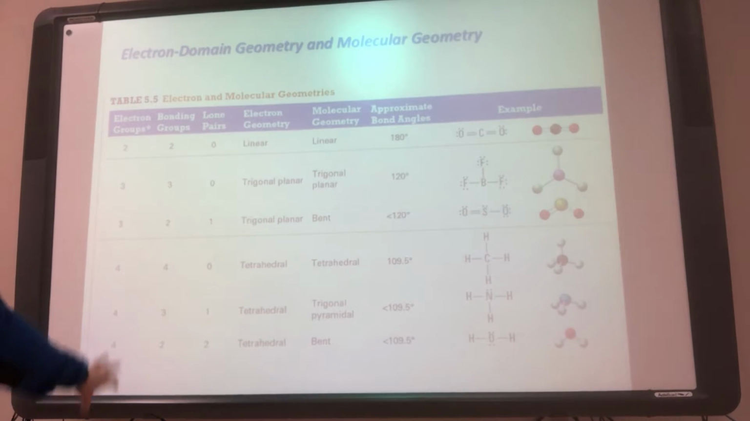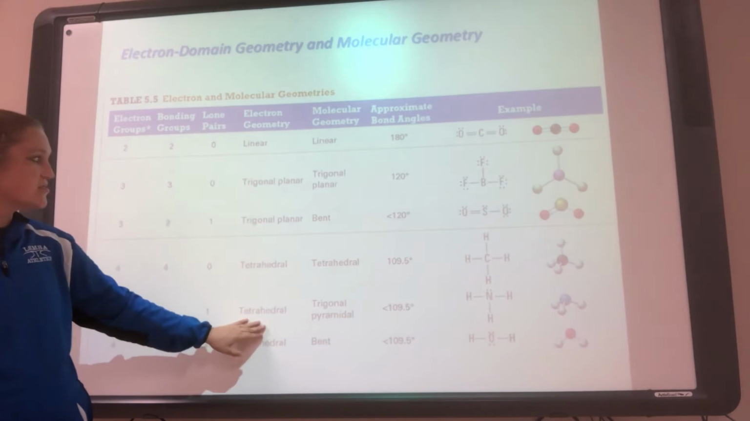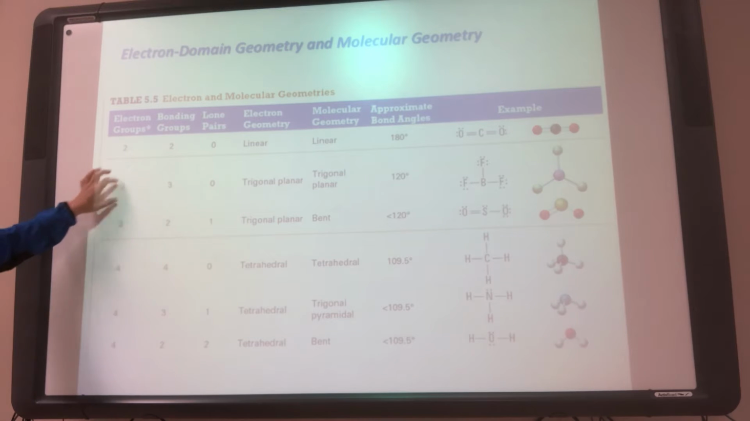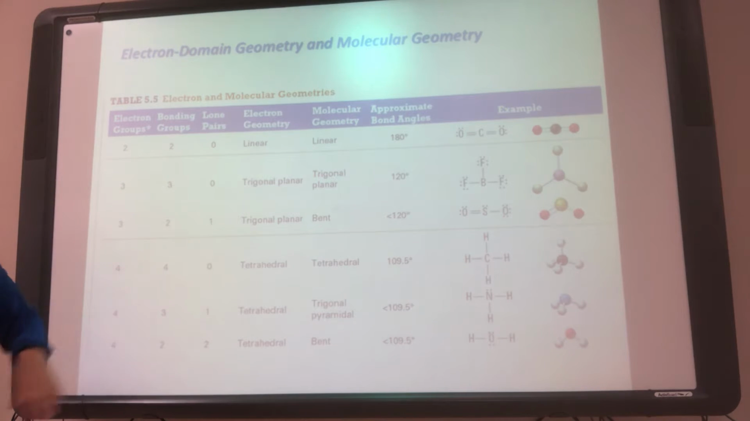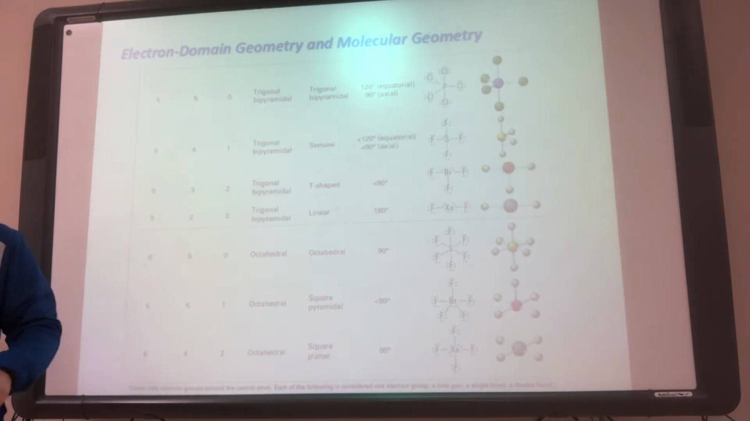All right, so in your book, you actually have a table that summarizes it all. These are my pair geometries. You can see here electron groups, how many? 2 is linear, 3 is trigonal planar, 4 is tetrahedral. And then here I've got 5 is trigonal bipyramidal and 6 is octahedral.